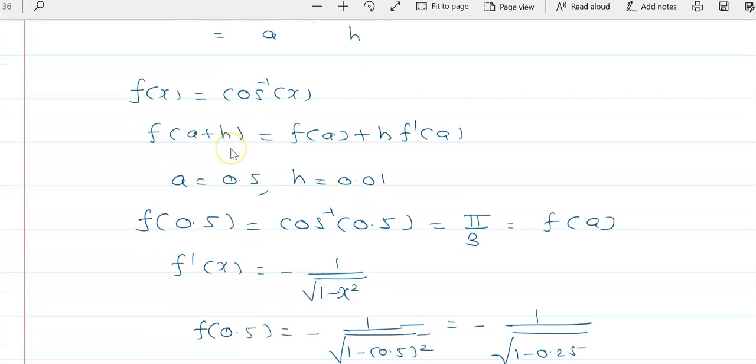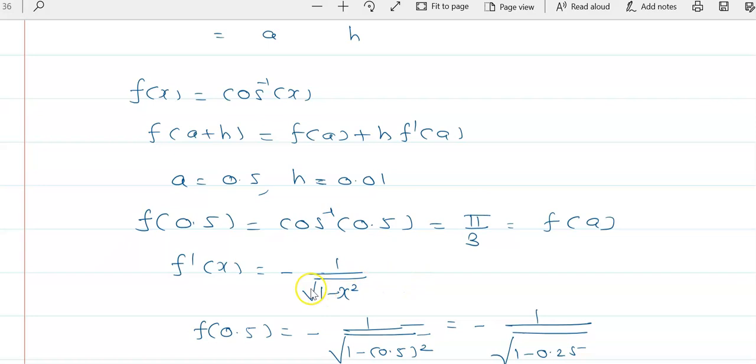Therefore, f of a plus h is approximately equal to f of a plus h into f dash of a. Now these are the values: a is equal to 0.5 and h is equal to 0.01. f of 0.5 is equal to cos inverse of 0.5. We know that the value of cos of 1 upon 2 is pi by 3, and hence cos inverse of 0.5 is equal to pi by 3. And this is the f of a.